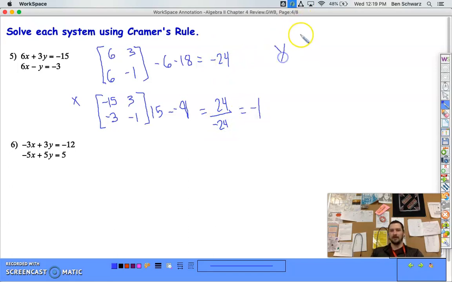Then for y, we leave the x's alone, so 6 and 6. And then we change the y's to the -15 and -3.